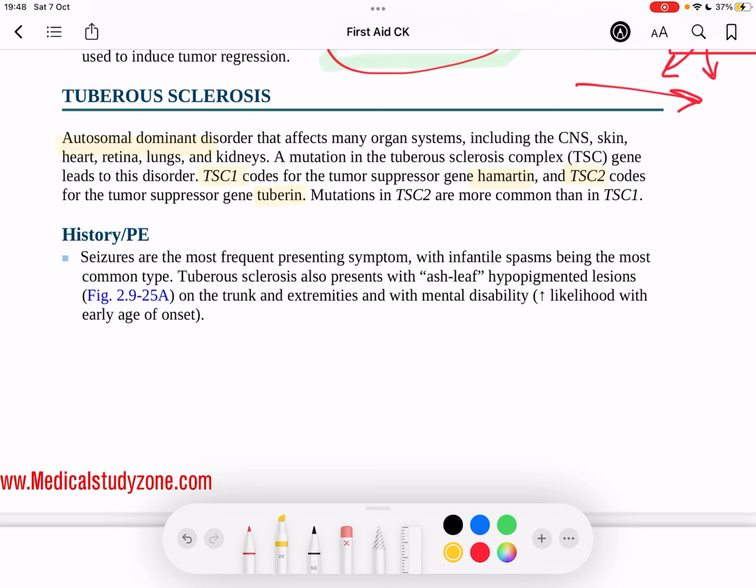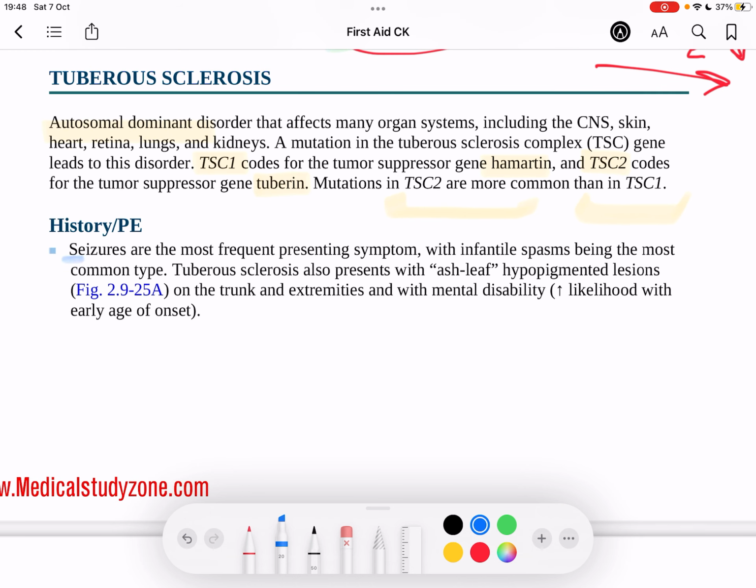I think off the top of my head they are located on chromosomes, I think 9 and 22 or 21. You might want to double check that. It's not really important for your boards, but it's 2 different chromosomes, not just one. And mutations in tuberin are more common than in hamartin. Okay. In terms of the history and presenting complaint, seizures are the most frequent presenting symptom. So always look out for seizures in these stems. Infantile spasms being the most common type.